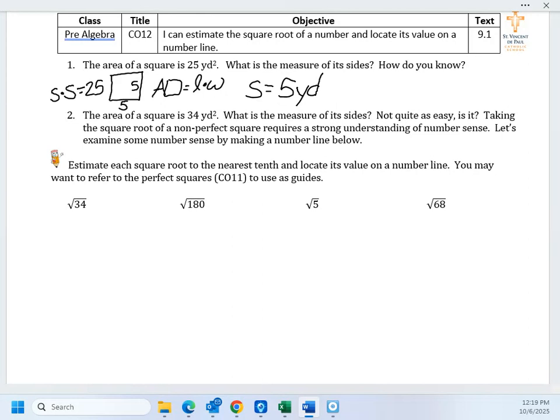Now we have an area of a square that's 34 yards squared. What is the measure of that one's sides? Elliot? It's a little more complicated, isn't it? It would not be 8.5. Laurel? Between 5.5 and 6. How did you figure that out, Laurel? Because 6 and 36 is 6 and 5, 25 is 5 and that.